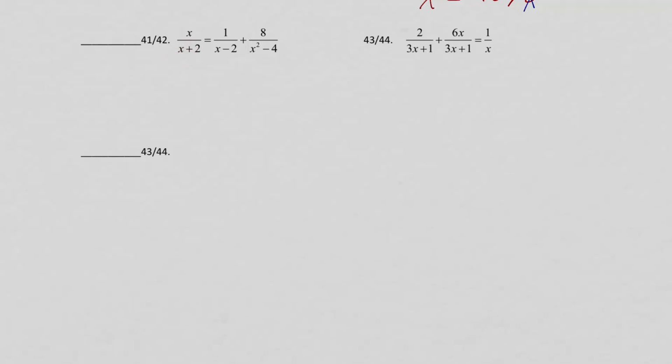Okay, this can't be factored, that can't be factored, but this is the difference of two squares, so we factor it like this. And so the LCD is that. And this tells us that x cannot be equal to plus or minus 2. Negative 2 from this and positive 2 from this.